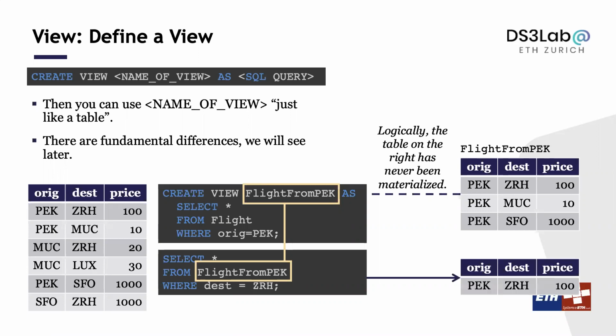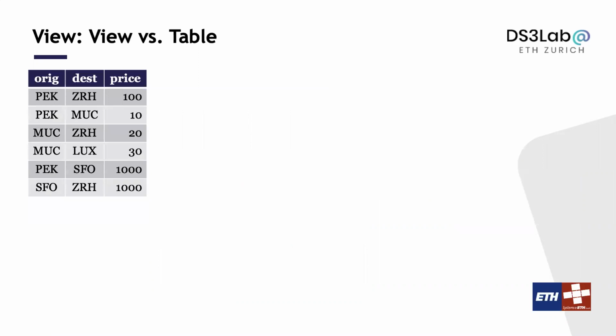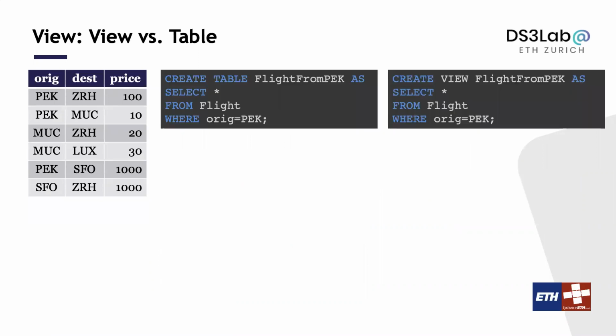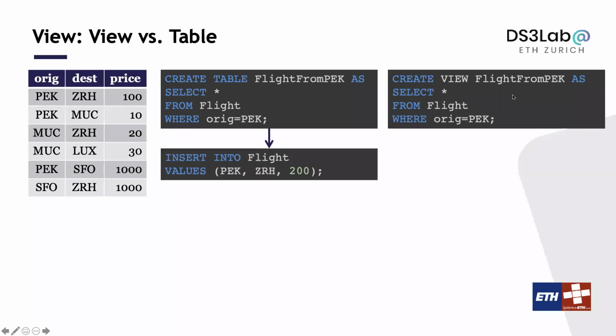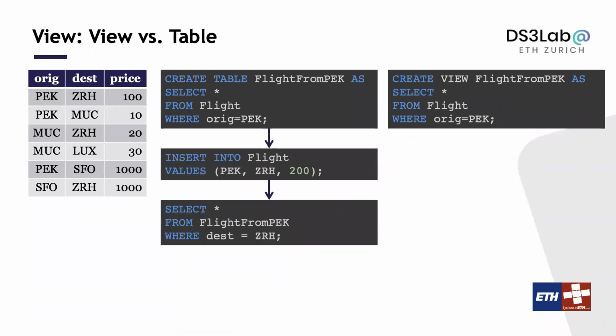Okay, whenever you create a view, this relation is never materialized. So what's the difference between view and table, right? So that's actually pretty natural. So let's put them side by side. Okay, so let's say we have one case where we create a table, flight from PK, right? Select star where original equals PK, and we have another case where we create a view, right? And then we insert one tuple into my original relation, for example, PK 200, and then I select from this table, right? Flight from PK where destination equals Zurich.